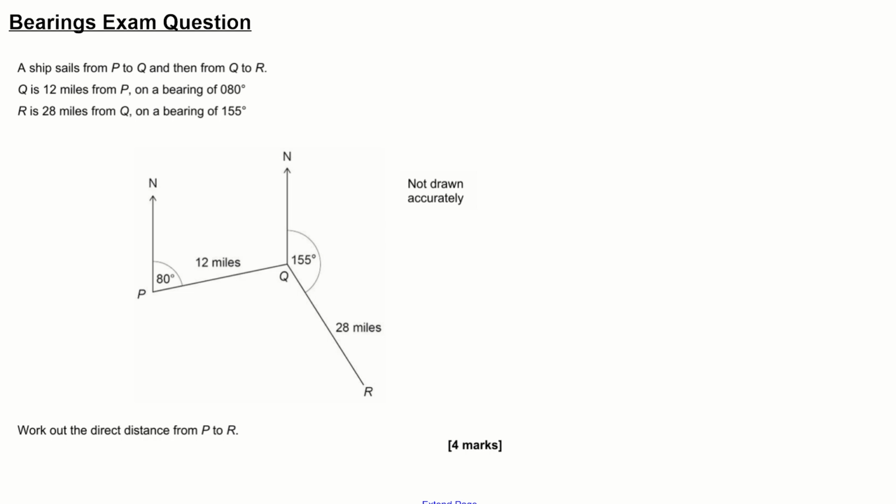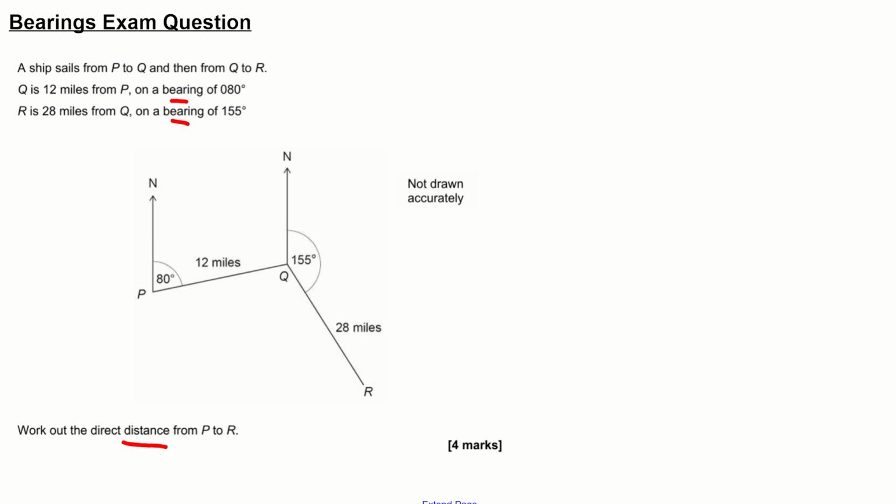Okay, so we have a bearing exam question. Bearing because it mentions bearings in the exam question twice. And it's worth 4 marks. But it's not just about bearings. The fact that the question's asking about the distance tells you you are going to need advanced trigonometry, cosine rule or sine rule. So let's get going.